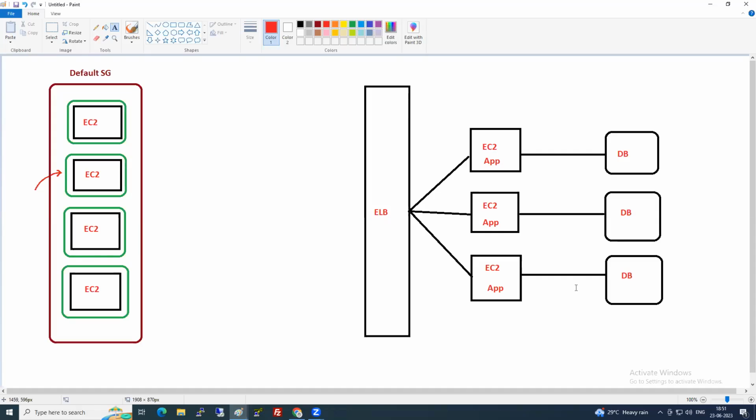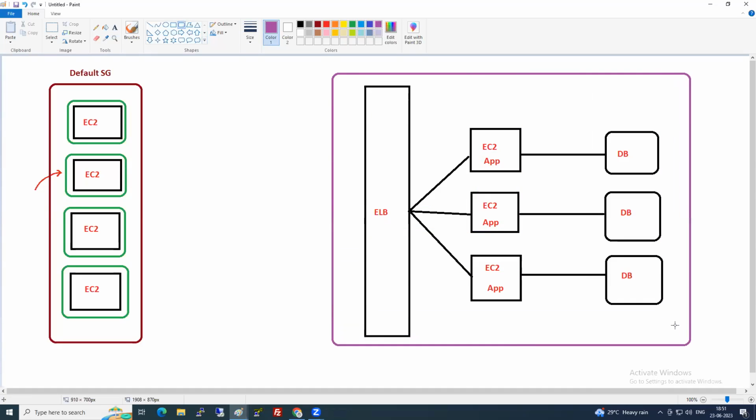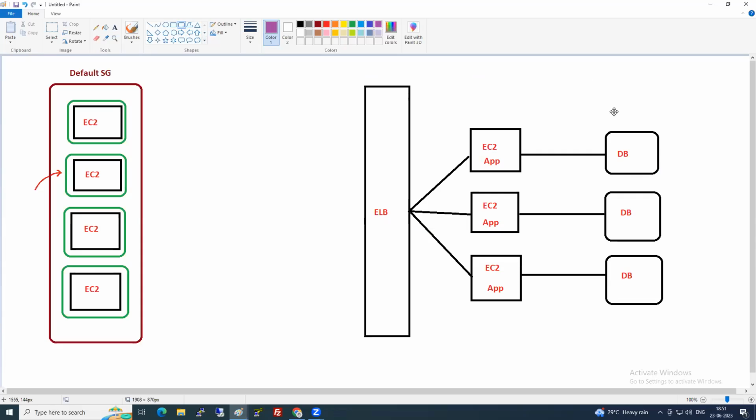Okay, anyways. So here, now we have this architecture. Tell me, will you go with only one default security group for all these things? Answer is no. In real time, how can you have a load balancer, app servers, and DB servers, and for all your infrastructure, you deal with only one security group?